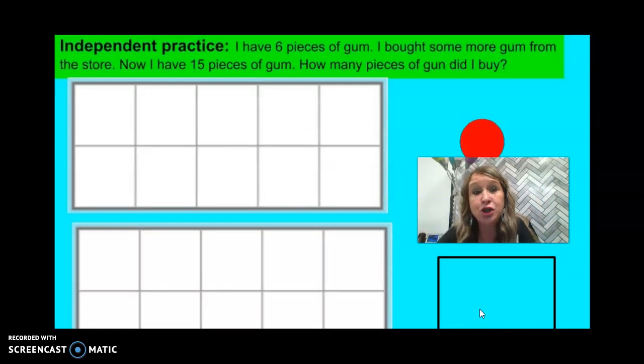Next question. Now you have 6 pieces of gum, and then you bought some more gum from the store. Now I have 15 pieces of gum. How many pieces of gum did I buy? So you're going to have to go and draw the counters for 15 pieces of gum. Circle the 6 that you started with to find the missing change unknown. Then you're going to write your answer in this box.